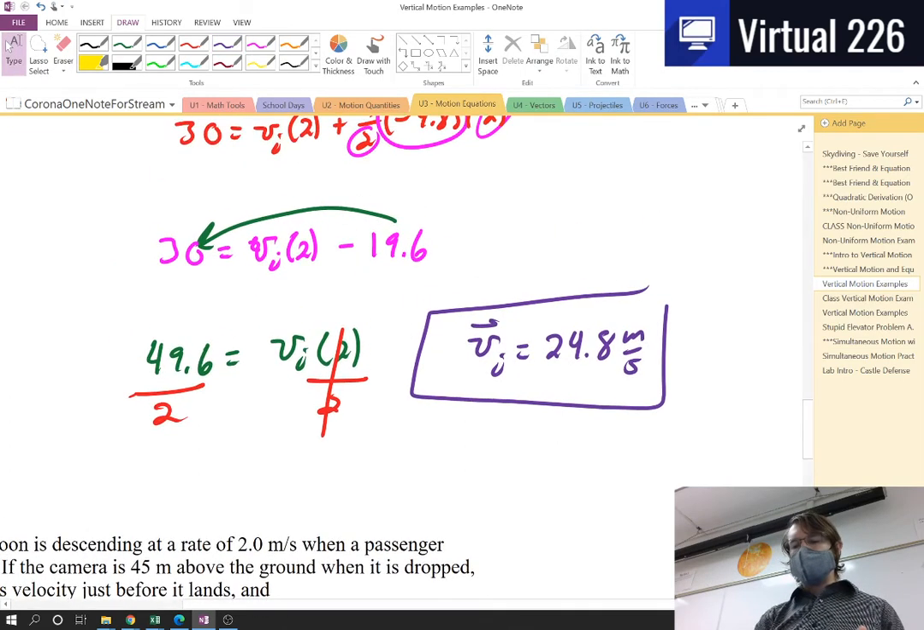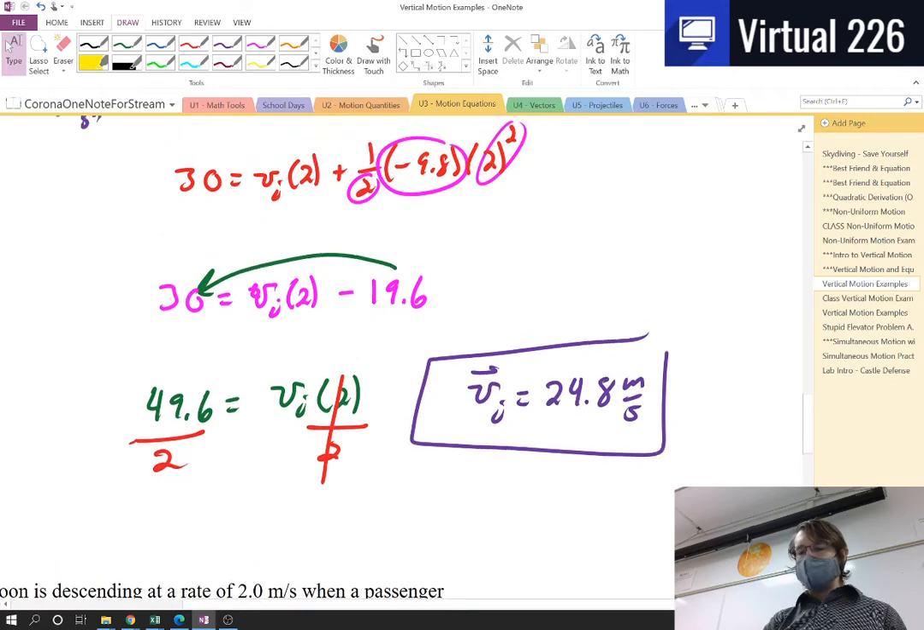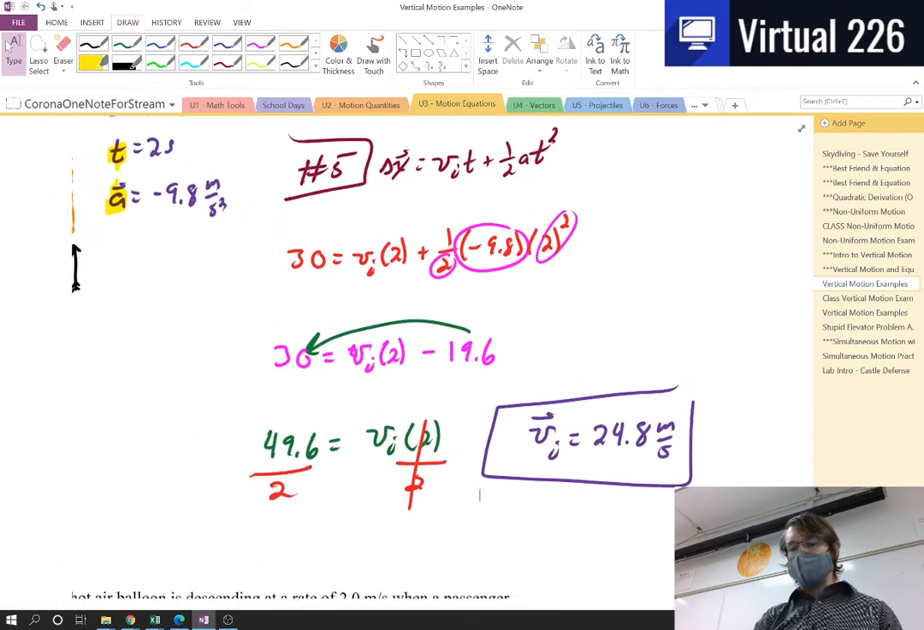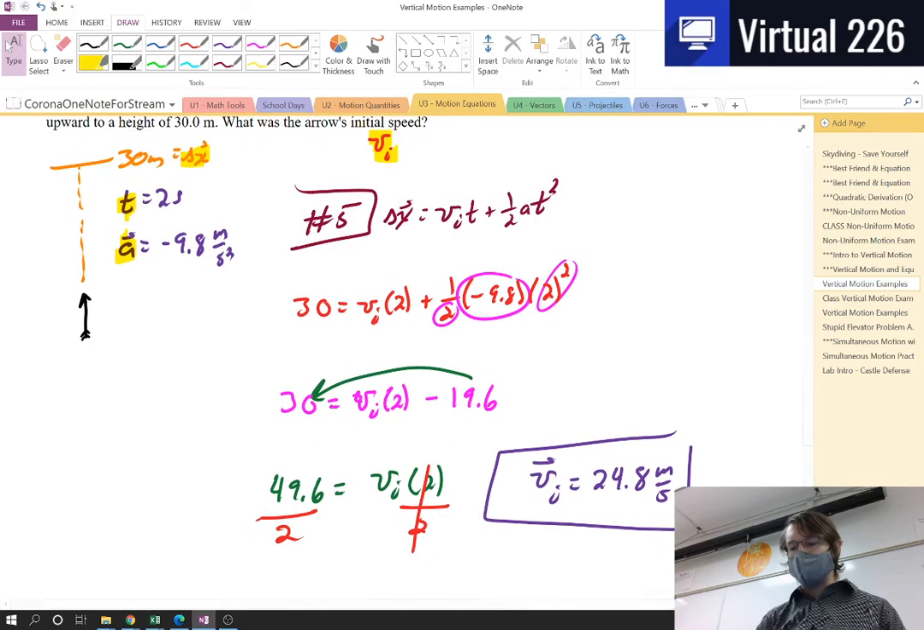If we actually wanted to figure out how fast it is going at that height, we could solve for VF. We've got a lot of information here, so we could solve for VF if we wanted to. What we'd actually see is that we lose 9.8 meters a second of that velocity every second. So 24.8 minus 9.8 would give us 15, and then in another second we'd lose another 9.8, which would give us 5.2. So after those 2 seconds, that arrow is still moving up top at 5.2 meters per second.